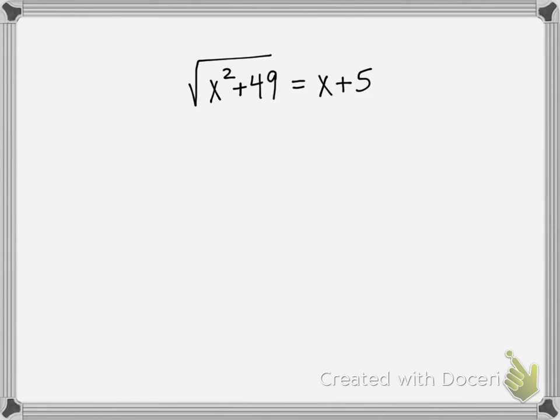So to solve this radical equation, I need to make sure the root is completely isolated, and it is. So now we're going to get rid of the root. The opposite of square rooting something is raising it to the second power. So if I raise the left side to the second power, I have to raise the right side to the second power.